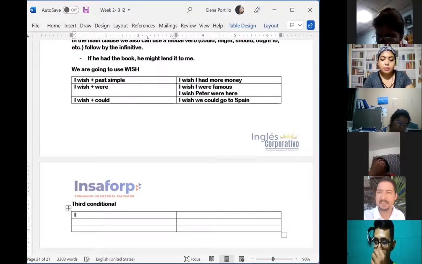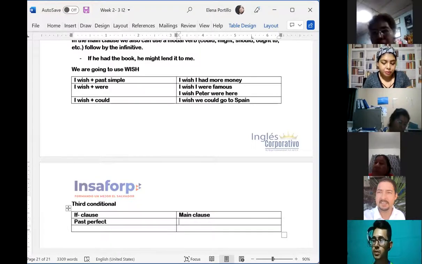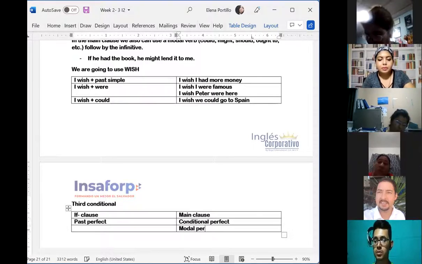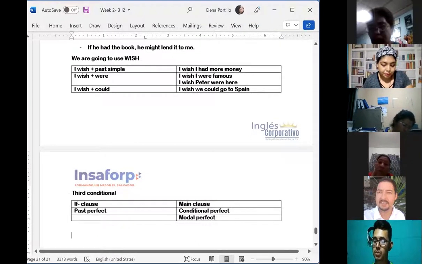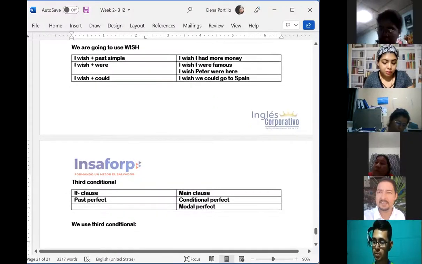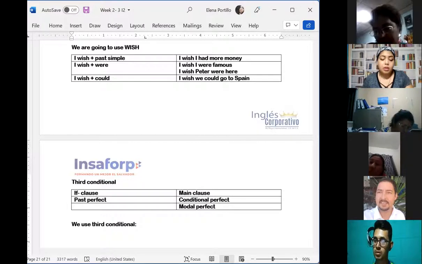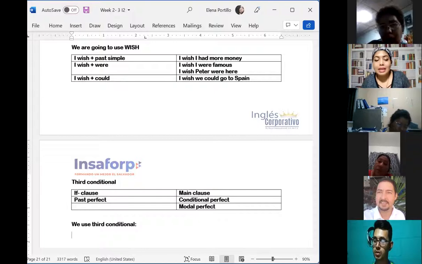We have in the number one, the if clause. And now we have the main clause. For the if clause, in this case, we are going to use the past perfect. And for the main clause, we are going to use conditional perfect, or we are going to use the modal perfect. And we are going to use the third conditional to refer to something that could happen in the past, but it didn't. So in this case, we're going to talk about something that could have happened in the past.